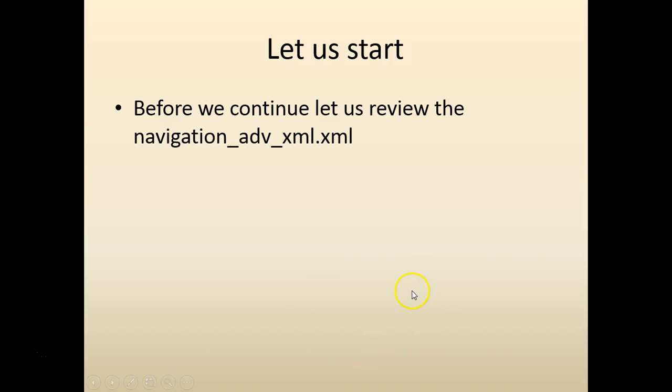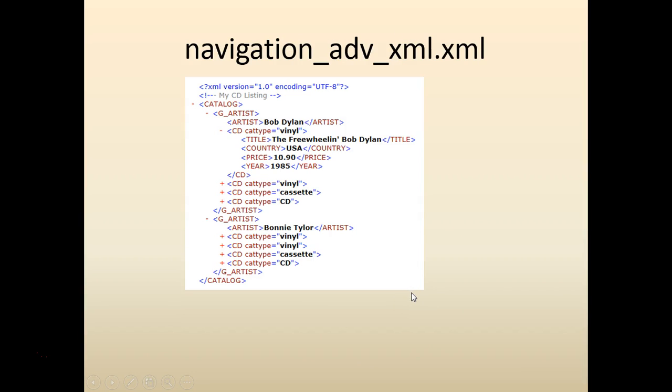So let's look at the navigation, the XML template. We have a parent root as catalog, a child root as a gartist and cd, and you have elements. There's an attribute called category type. So this gives you an idea of the XML data we are going to play with.